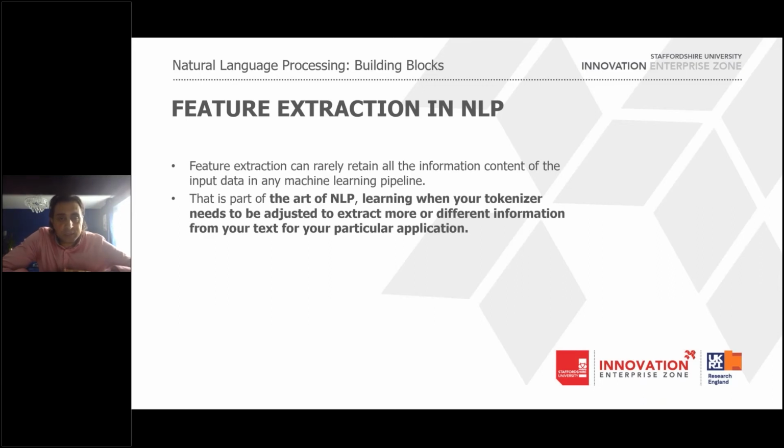And this is the main message we started with at the beginning. Machine learning or artificial intelligence is not a technology problem anymore. It is a design problem. You need to understand and carefully identify the requirements of your application, and based on that, you can build your vocabulary and design your tokenizer in order to extract different information from your text which is suitable and relevant to your particular application.